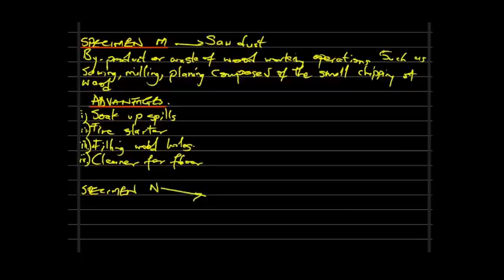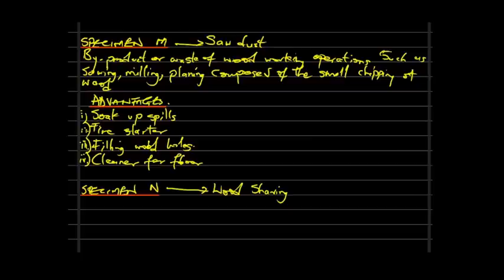So we said it is wood shavings. There is a very fine difference between specimen M and specimen N. Sawdust and wood shavings are actually gotten from the same material, from wood. So why are they now different?